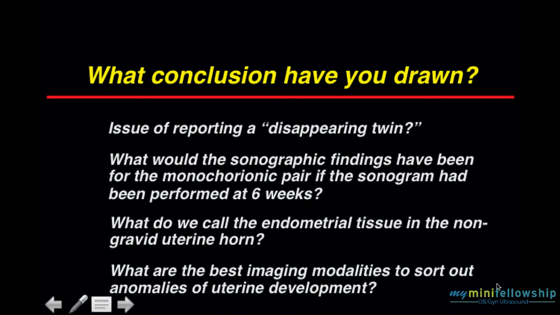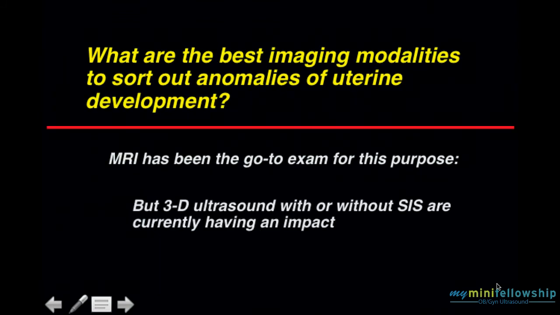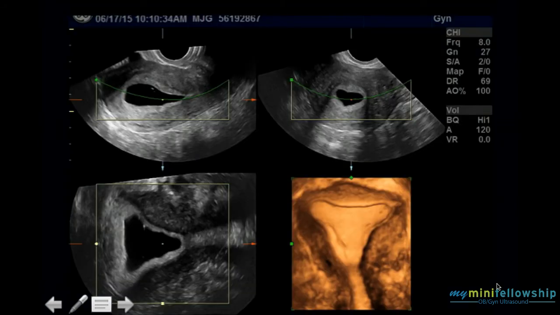Probably MRI historically, or 3D ultrasound. Exactly. Look, MRI has been the go-to examination for this purpose, and to some extent it probably still is. But 3D ultrasound, with or without saline-infused sonography, is currently having a significant impact. And you can really get quite elegant images these days using 3D ultrasound to know what the interior of the uterus looks like.